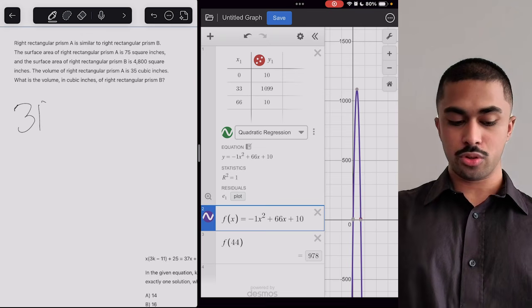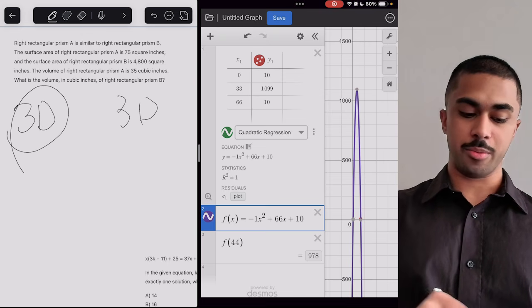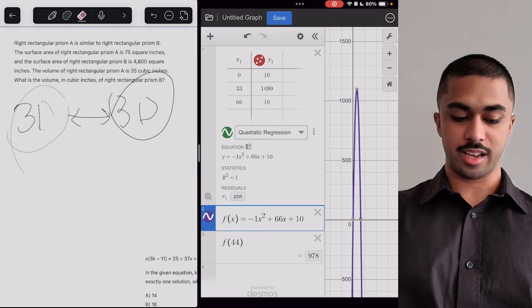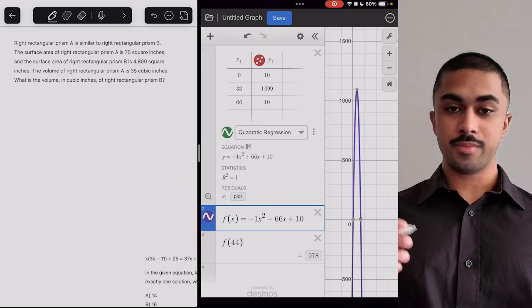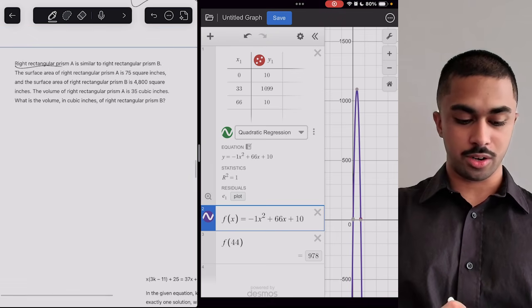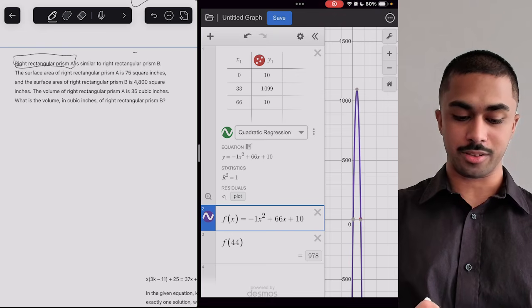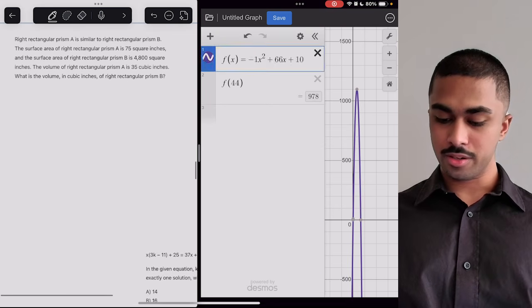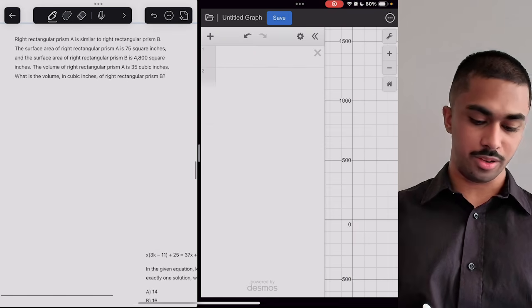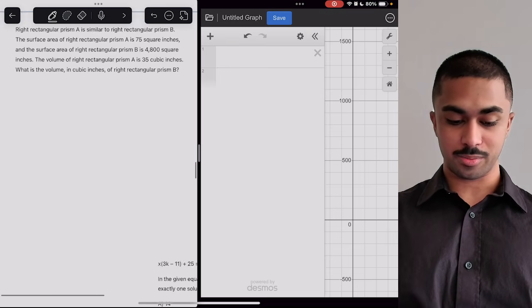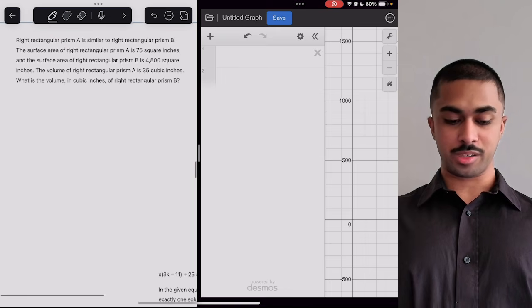Whenever we see two 3D shapes, 3D shape 1 and 3D shape 2, and they're similar, like the text says that they're similar, this is a scale factor question every single time. We know that these are two 3D shapes because they're rectangular prisms and they're similar, right? So this has to be scale factor. It's going to be a lot easier than the first example that we did at the beginning of this video, which I believe that I explained horribly, but I'm going to explain this one a lot better.